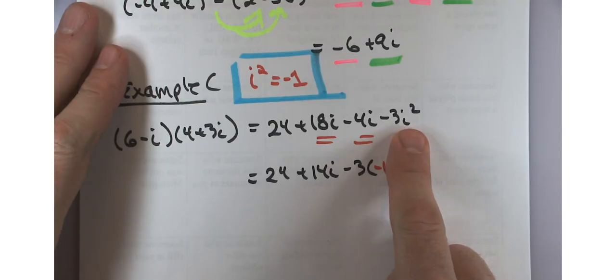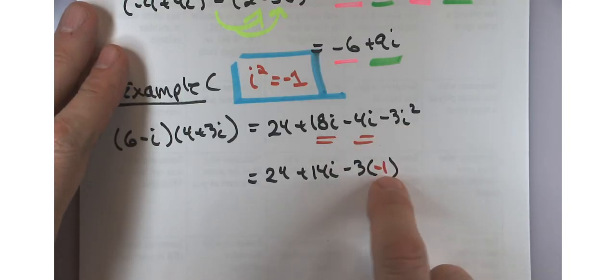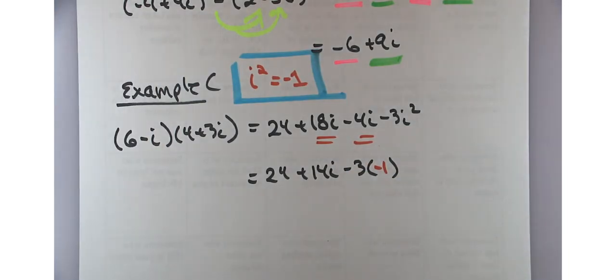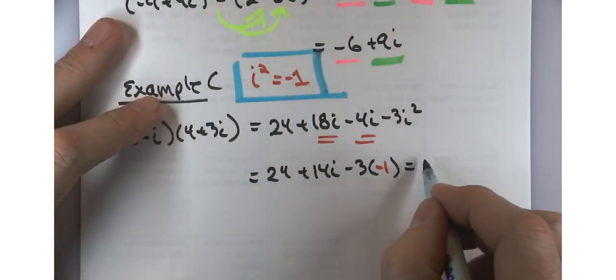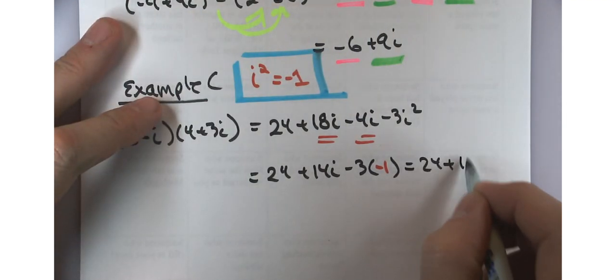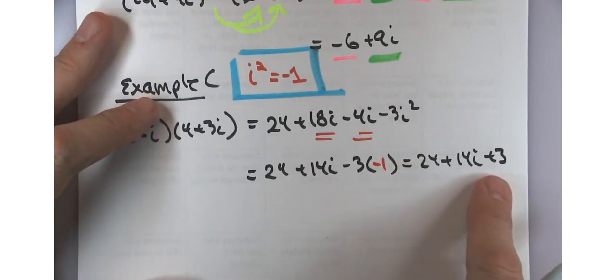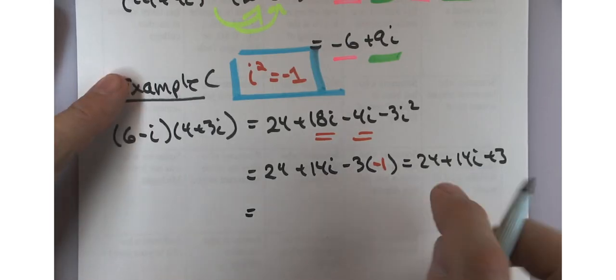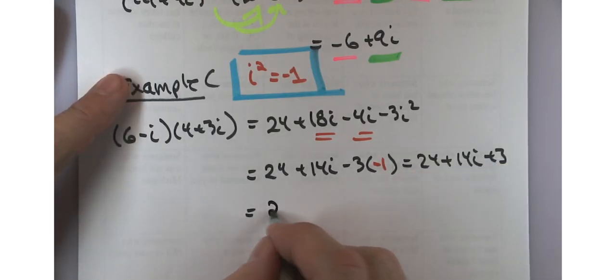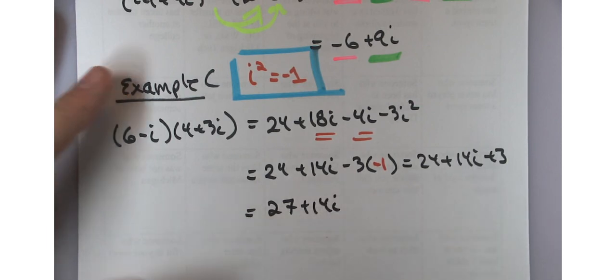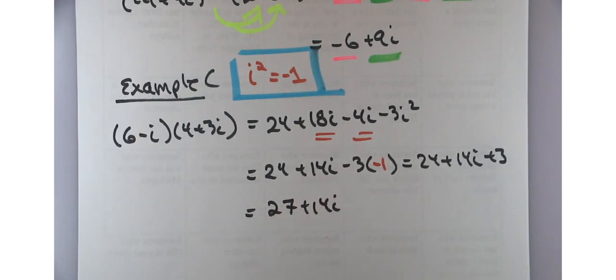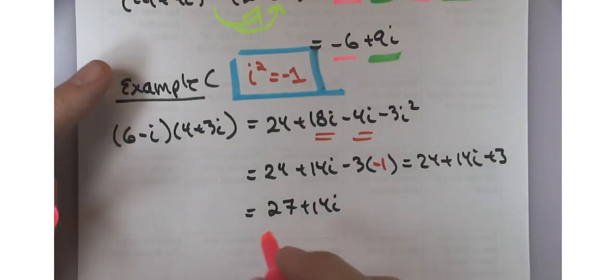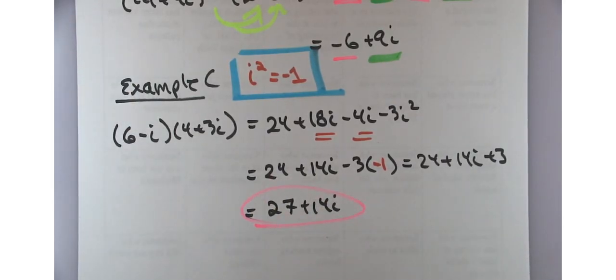i squared is negative 1. Negative 1 times 3 gives you what? Positive 3, right? And now you've got more like terms that you can combine. I would like these combined. 24 and 3 gives me 27 plus 14i. Yay! So nice. Looking good there. Let's try another one. Actually, you got a couple more here.